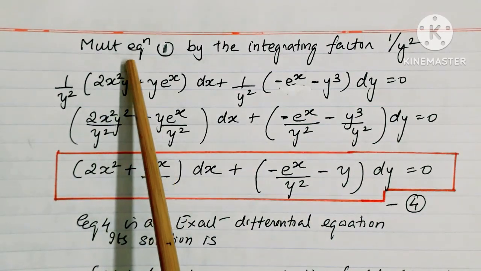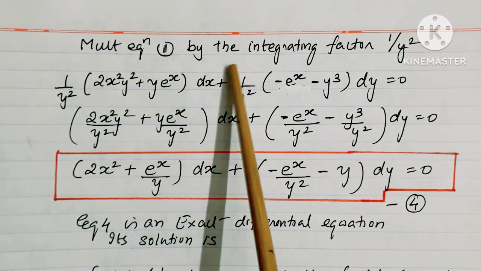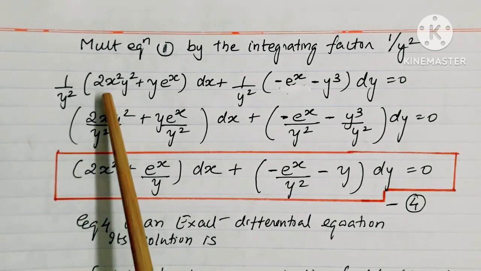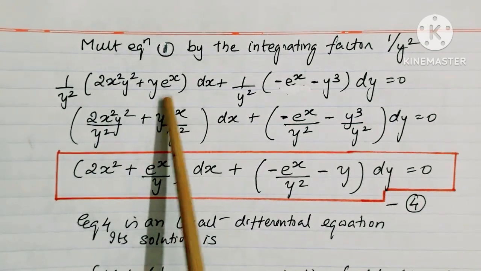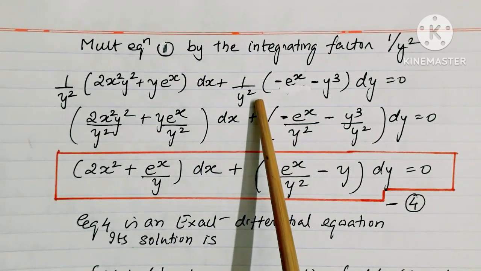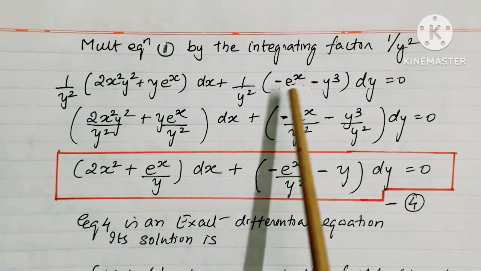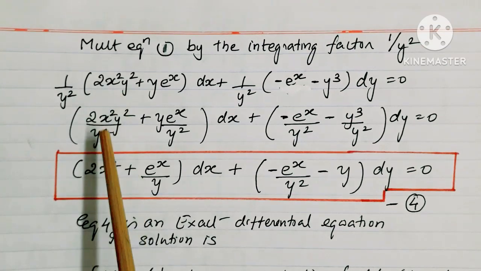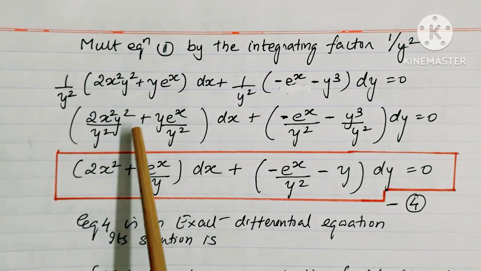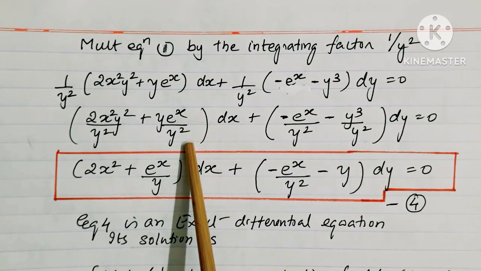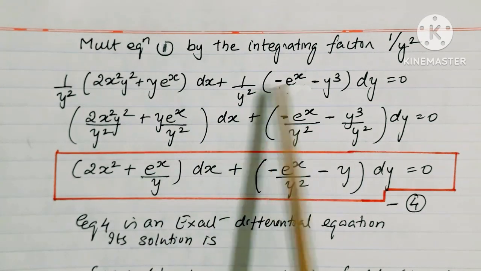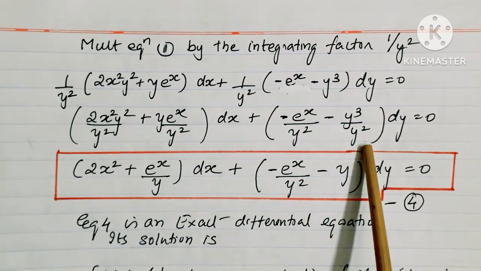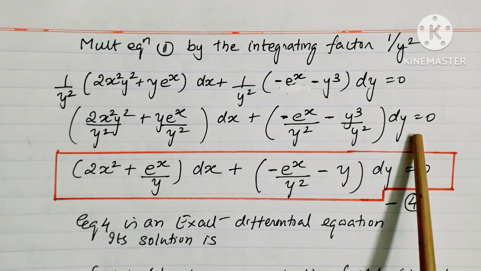Now, multiplying the given differential equation, that is equation 1, by the integrating factor 1/y², we get 1/y² into (2x²y² + y·e^x) dx plus 1/y² into (−e^x − y³) dy is equal to 0. So, this would be 2x²y²/y² + y·e^x/y² dx plus (−e^x/y² − y³/y²) dy is equal to 0.